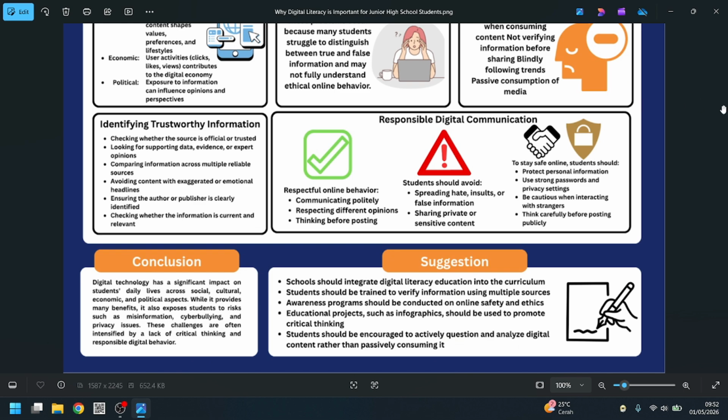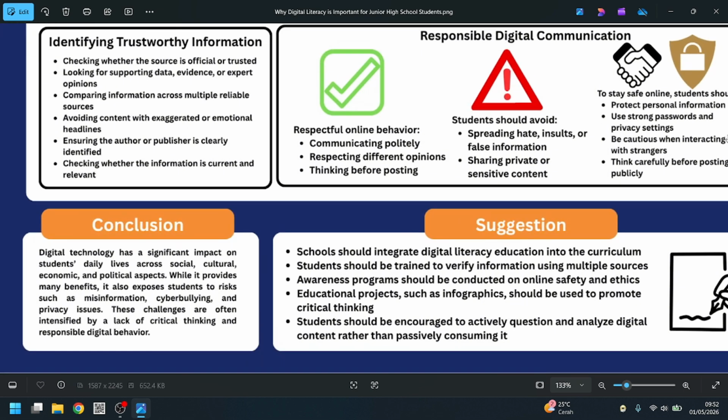Okay, so in conclusion, digital technology has a significant impact on students, on people actually. Daily lives across social, cultural, economic, and political aspects. While it provides many benefits, it also exposes students to risk such as misinformation, cyberbullying, and also privacy issues. These challenges are often intensified by a lack of critical thinking and responsible digital behavior.